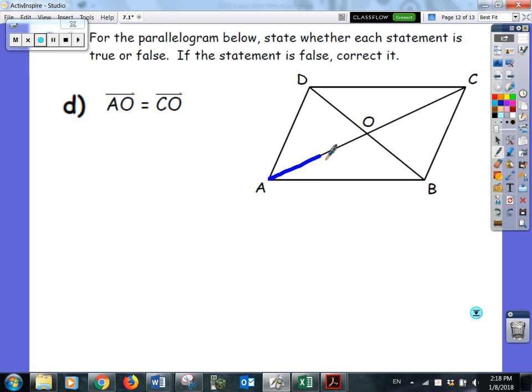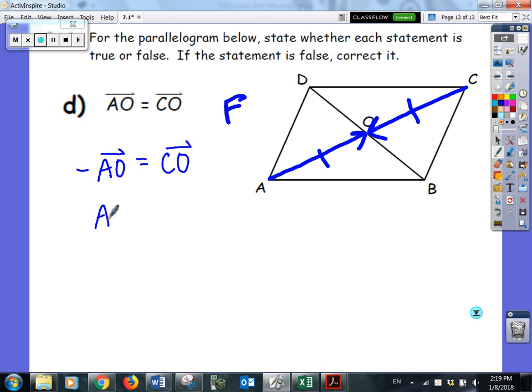All right, here we have AO is equal to CO. Well, those are equal in magnitude, but they are not equal in direction. Their direction does not go the same way. So this one, false. Lots of ways to fix it. We could say negative AO equals CO, because that changes its direction.